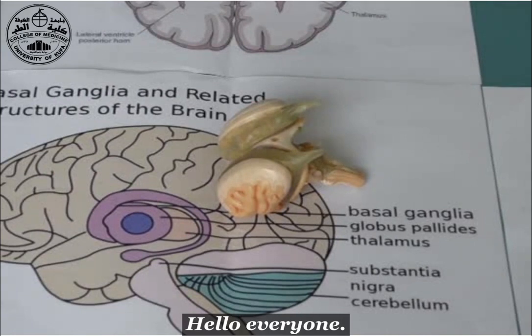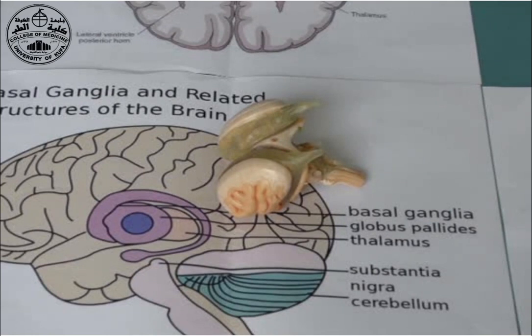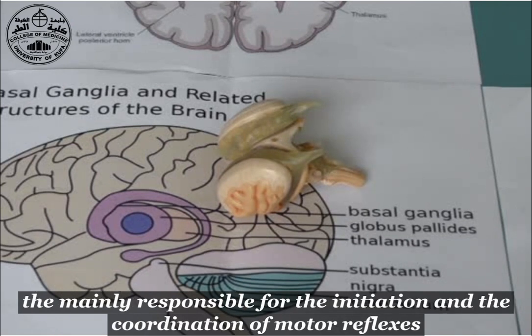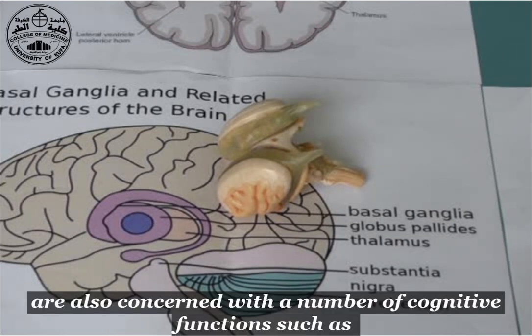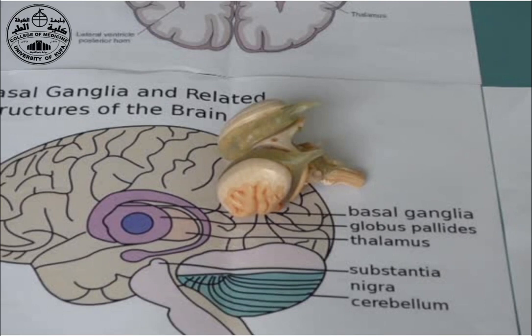Hello everyone. In this video we are going to talk about the basal nuclei. As you may know, the basal nuclei is a subcortical collection of grey matter. They serve a wide variety of functions. However, they are mainly responsible for the initiation and the coordination of motor reflexes. They are also concerned with a number of cognitive functions, such as reward-seeking behavior, long-term memory, and recognition of fear.